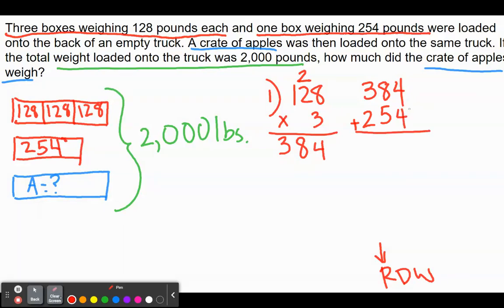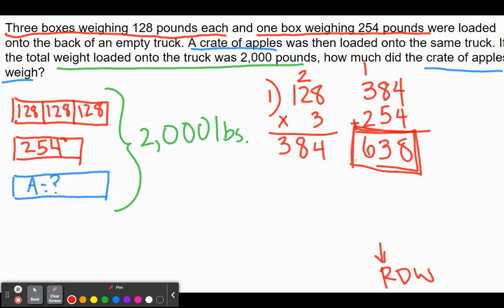So if we add those together, 4 plus 4 ones is 8. 8 tens plus 5 tens is 13 tens. I'm going to take 10 of those tens, turn it into 100. So I have 100 plus 300, which is 400, plus 2 more hundreds, which is 600. So now the weight of all of our boxes is 638 pounds.